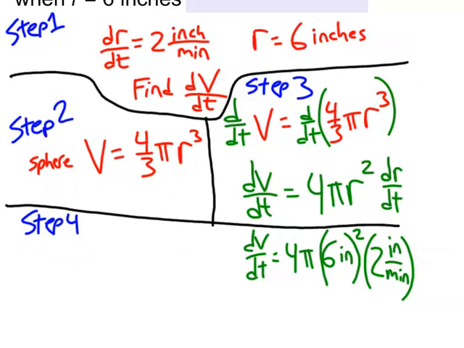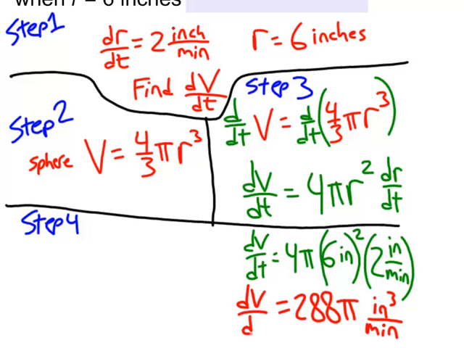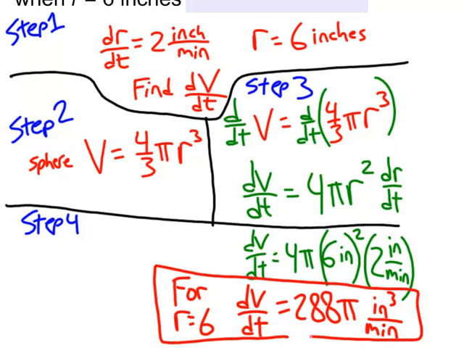And if I just crunch all those numbers, I'm going to get 288 pi. Take a close look at the units. Notice that this inch is being squared and then multiplied times another inch there. So that's going to be inches cubed, right? Inches cubed per minute. And that's dv over dt. And that was for r equals 6.